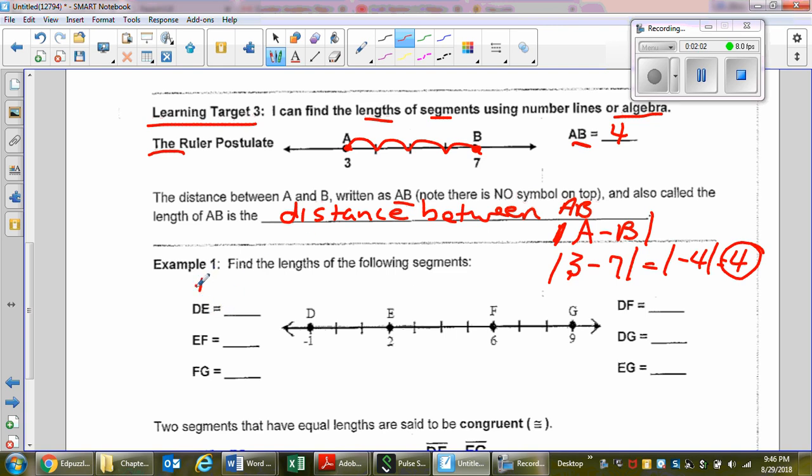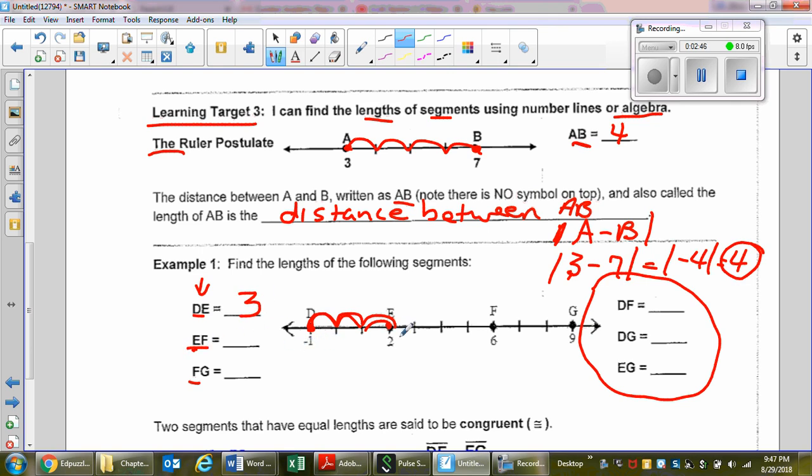This part says find the length of the four segments. I'll do a couple of the problems, like DE, FE and FG, and I want you to try this side of the problem. So DE, D is here, E is here. Some of you don't need to count, but to make it easier to explain, 1, 2, 3. When you count, you don't count 1 here; you count the steps you took. 1, 2, and 3. So from -1 the distance or length is going to be positive 3.